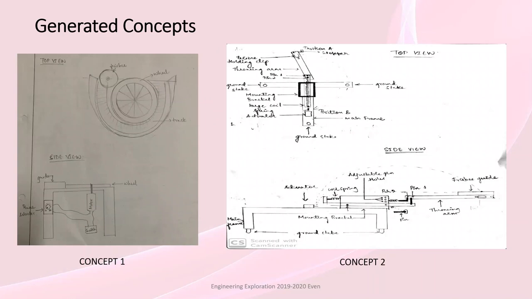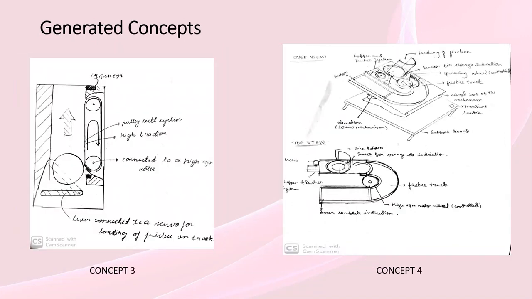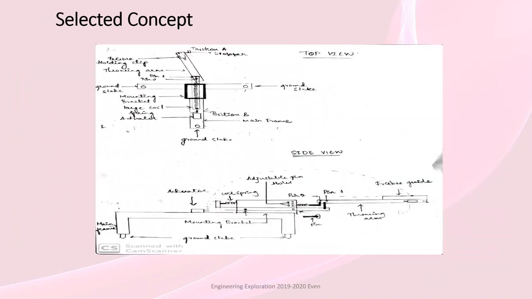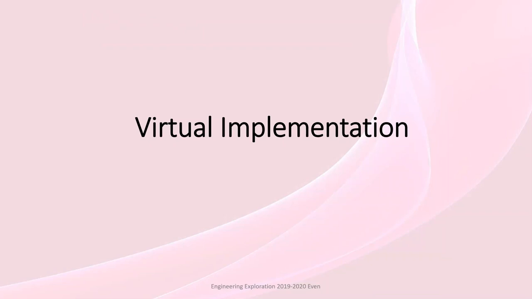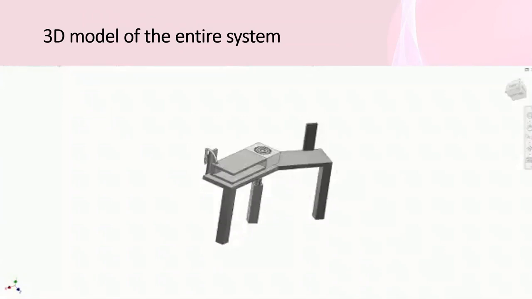Before going to our final project model, there were many concepts that we had generated before finalizing it. These are the first two that we generated, and these are the next two models that we had generated. And this is the final model of the concept that we have selected for making. Now let's move on to the virtual implementation part. So let us see our 3D model of the full system.